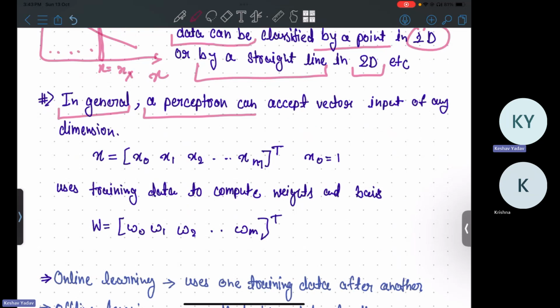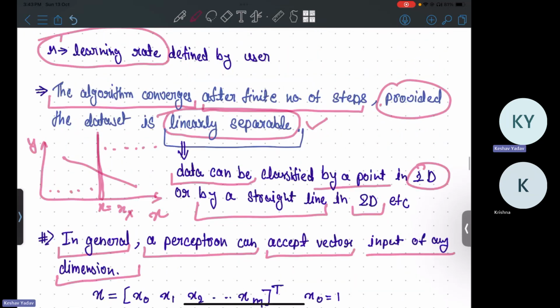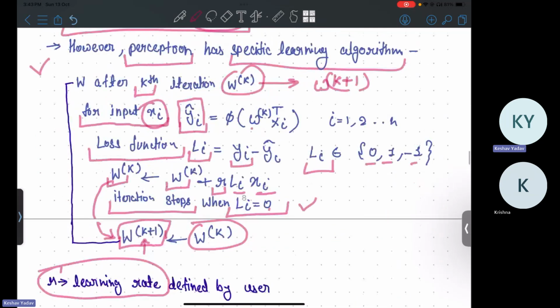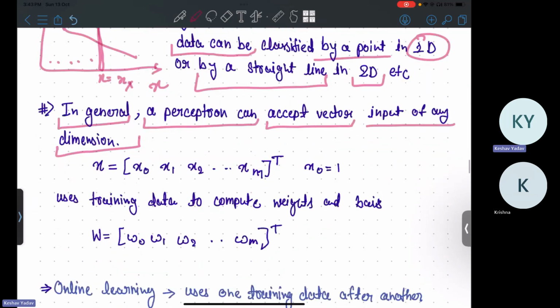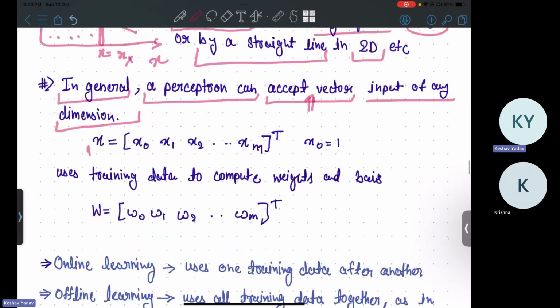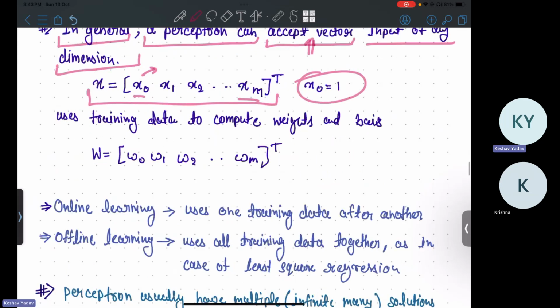In general, a perceptron can accept a vector input of any dimension, right? So we have seen this for only one variable. In general, it can take a vector also. The vector will be x0 to xm, where x0 will be 1. Now we will use this training data to compute the weights and biases W, that will equal W0, W1, W2, up to Wm. And once we get that, we'll use unseen data to classify. That will also be a vector.